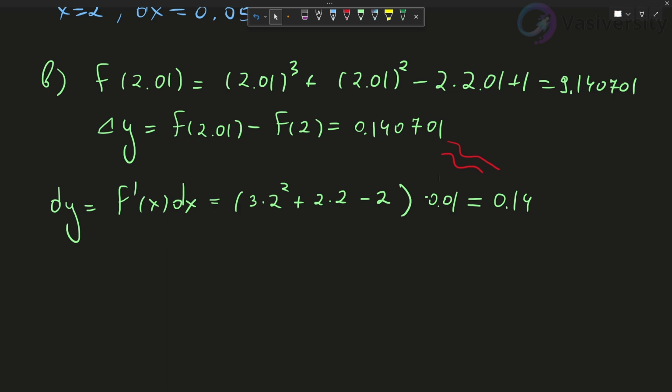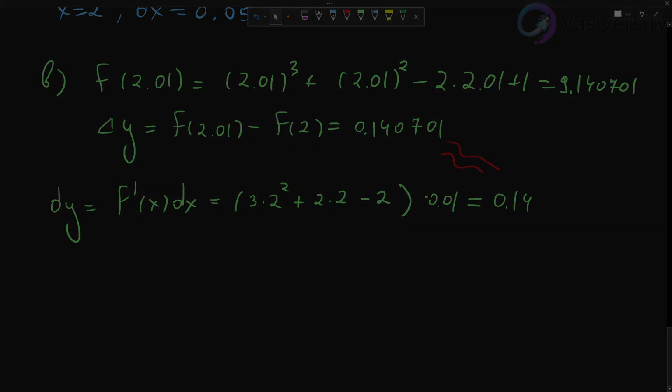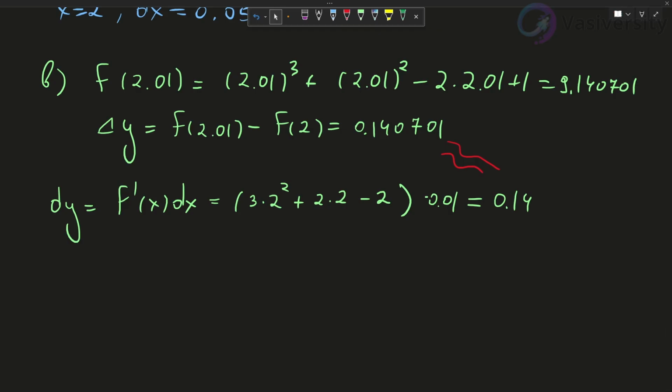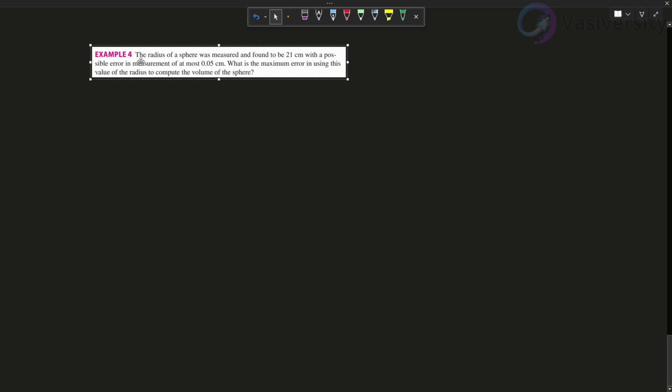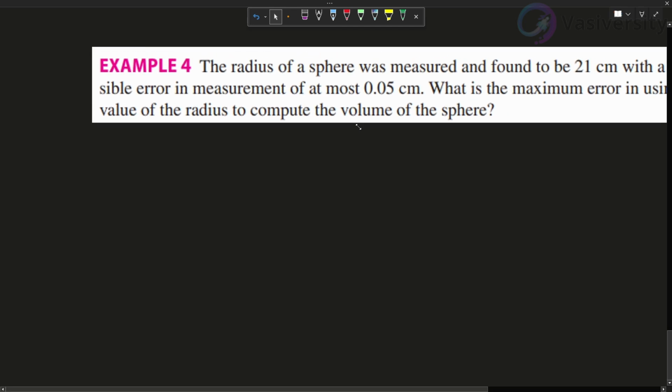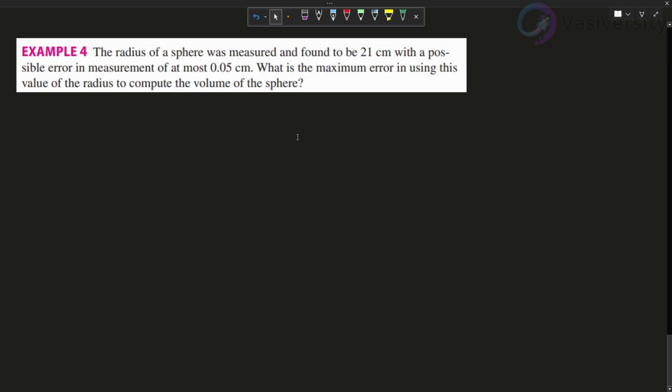So let's do one more example. It's going to be the last example. Example 4 on differentials. The radius of a sphere was measured and found to be 21 centimeters, with a possible error in measurement of at most 0.05 centimeters. What is the maximum error in using this value of the radius to compute the volume of the sphere?